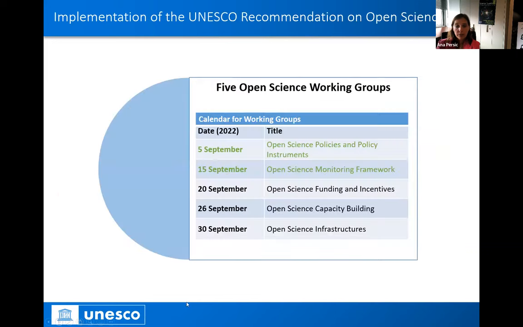Another thing just for you to remember, particularly those who are involved in several working groups, the next one is on the 20th of September next week on open science funding and incentives, and we will be sharing a draft document with you between today and the end of the week. 26 September capacity building. We have some nice deliverables coming up from the different inputs for that working group as well. And then open science infrastructures on 30th of September.